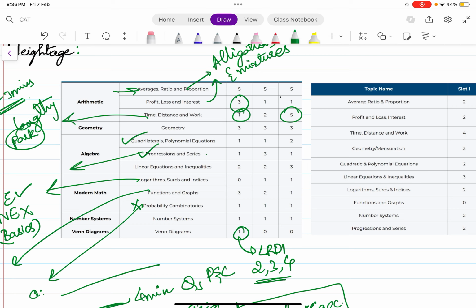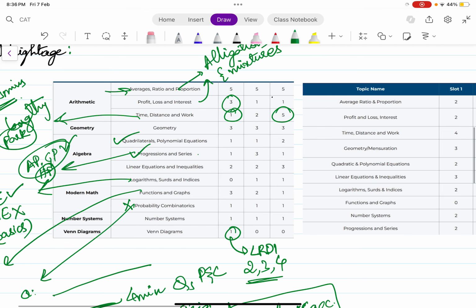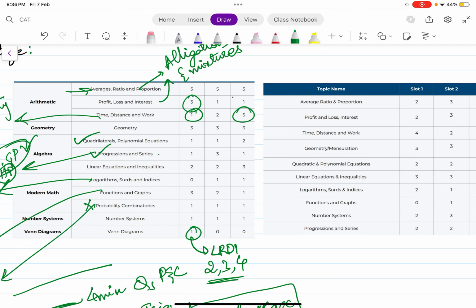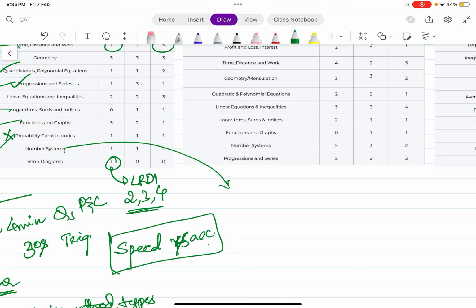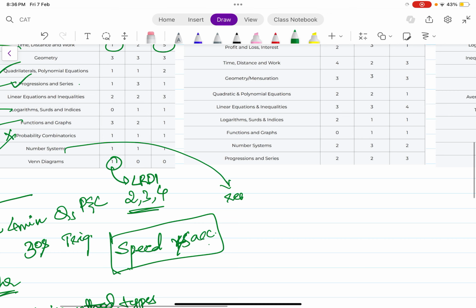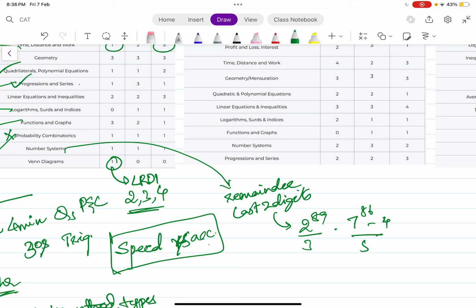Again, in progressions and series, I think people of all backgrounds should be familiar with AP, GP, and HP problems. HP problems are rare, but AP and GP are a sure shot, so you should be able to get them fairly quickly. Number system is something which people could attempt in the later 20 minutes, as I mentioned, not in the first 20 minutes, because problems tend to be of the types of remainders, last digits, last two digits, of numbers such as 2 power 89 divided by 7, or 7 power 86 divided by 5. These kinds of questions are fairly common, but not of a higher value.